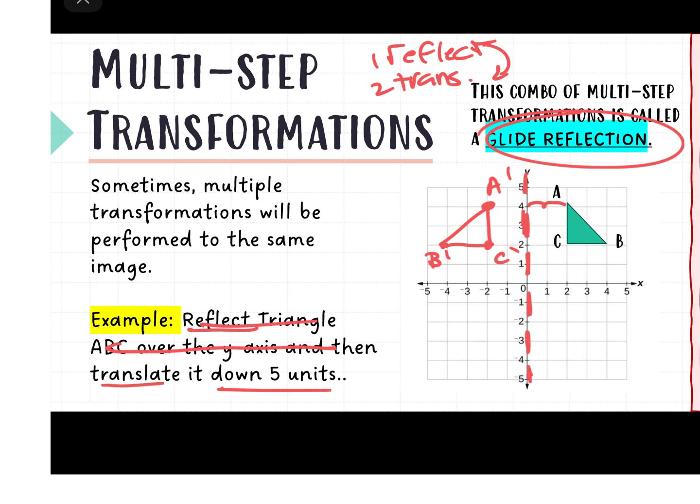So 1, 2, 3, 4, 5. C double prime, A double prime, and B double prime. And that is your first glide reflection. A reflection and a translation. And it doesn't matter the order, it's called a glide.